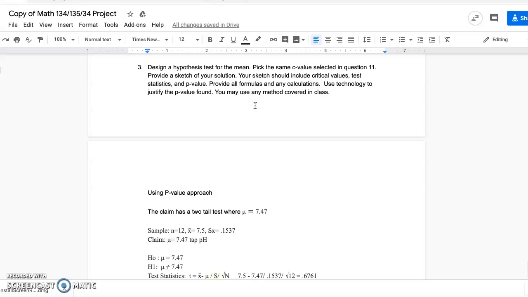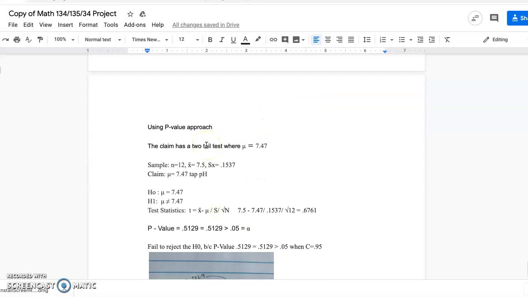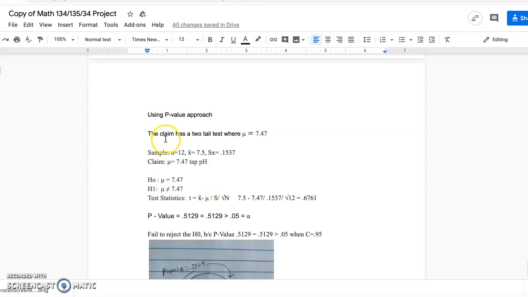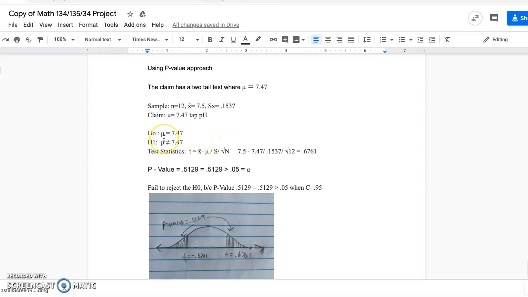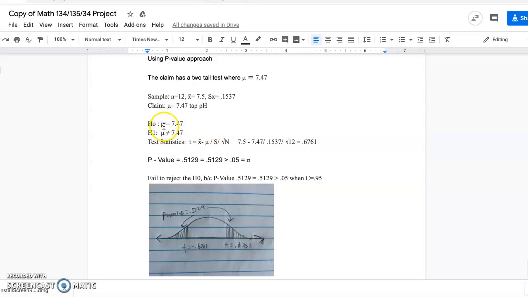Number 3, we need to design a hypothesis test for the mean, and we can use any method covered in class. So we use the p-value approach. In a sentence, our claim is a two-tailed test where mu equals 7.47. The sample is n equals 12, x bar equals 7.5, s is 0.1537, and the claim is mu equals 7.47 tap pH. So then we go on to H0 and H1. H0 is mu equals 7.47, and H1 is mu does not equal 7.47.